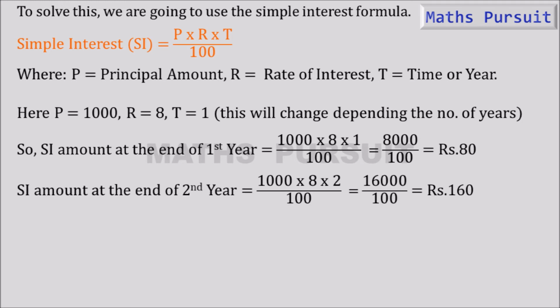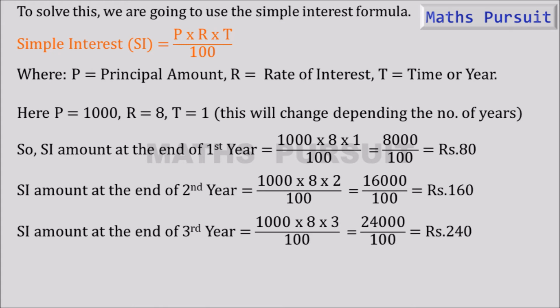Similarly, the simple interest amount at the end of second year is equal to 1000 into 8 into 2 divided by 100. Here it is second year, so we are considering time T as 2. That is equal to 16,000 by 100, that is equal to rupees 160. Similarly, the SI amount at the end of third year is equal to 1000 into 8 into 3 divided by 100. Here it is third year, so we are considering T as 3. That is equal to 24,000 by 100, that is equal to rupees 240.